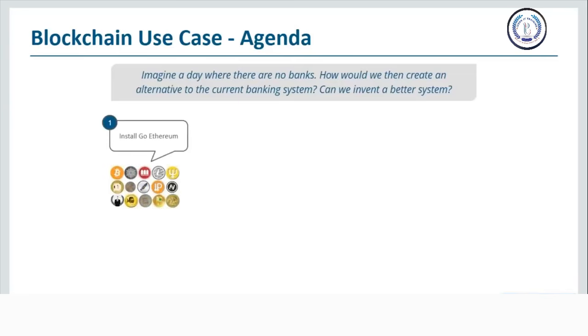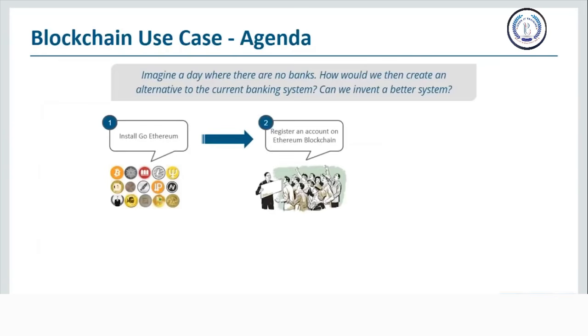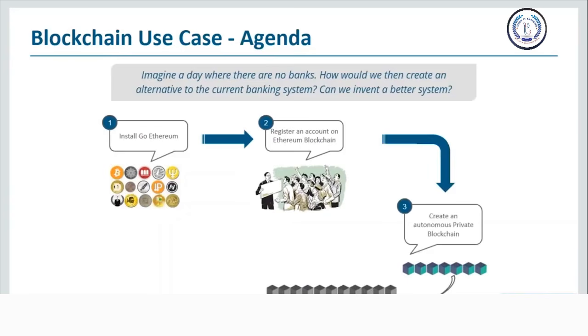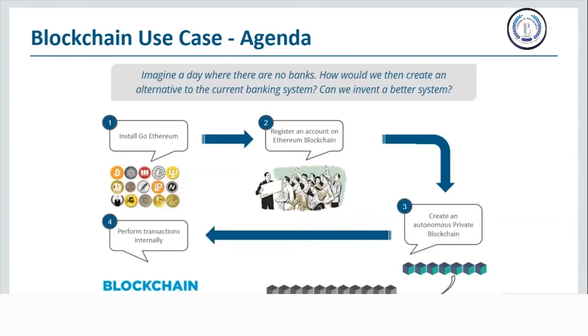So for that, first we'll be installing Go Ethereum, and then we'll be registering an account to the Go Ethereum blockchain. Go Ethereum basically is an online blockchain system which helps you manage your cryptocurrency. Once you've done this, we'll try to create a private autonomous blockchain on our system itself, and then we'll try to perform transactions internally. Now these are mock transactions, but it'll at least give you a complete idea of how a blockchain system works as a whole.